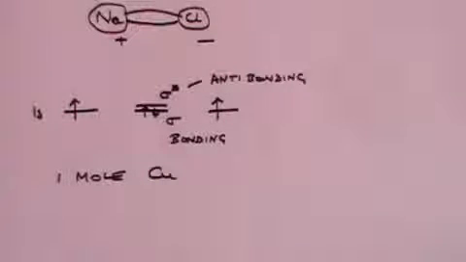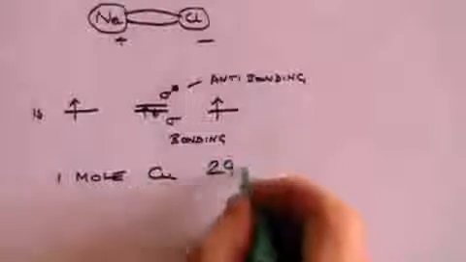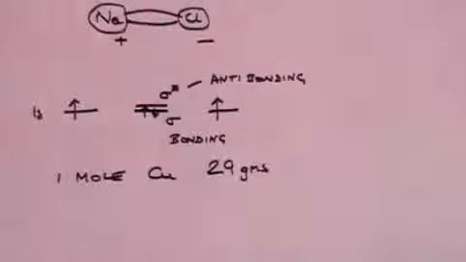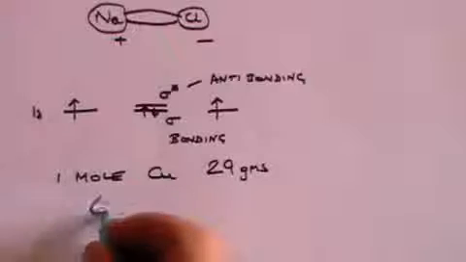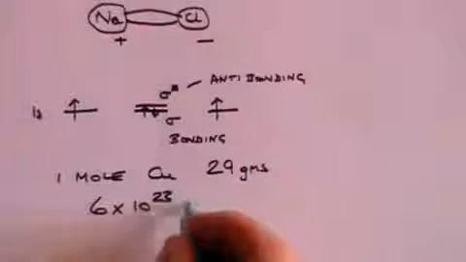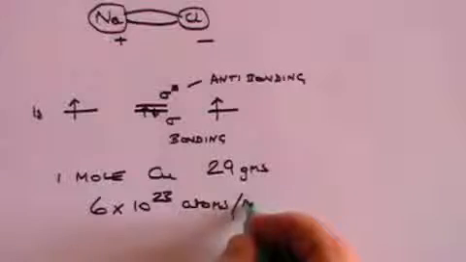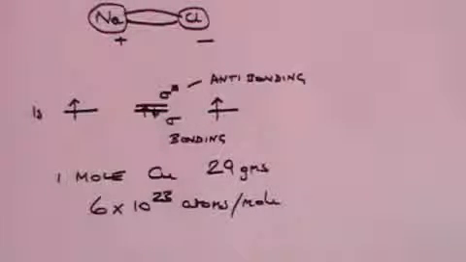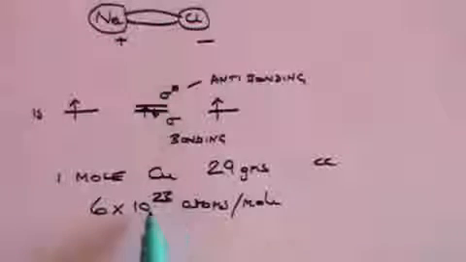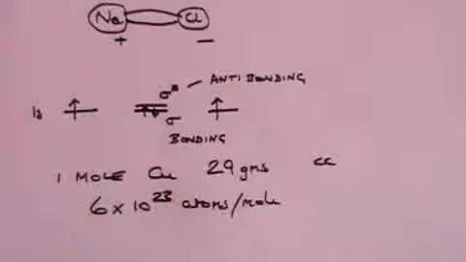A mole is you simply take the atomic number of the element, in copper's case that's 29, and you weigh out 29 grams of copper, and that's known as 1 mole. And Avogadro said that if you have a mole of a substance, then it will contain 6 times 10 to the 23 atoms per mole. So if you have 29 grams of copper, which would be a few cubic centimetres, that will contain 6 times 10 to the 23 atoms.